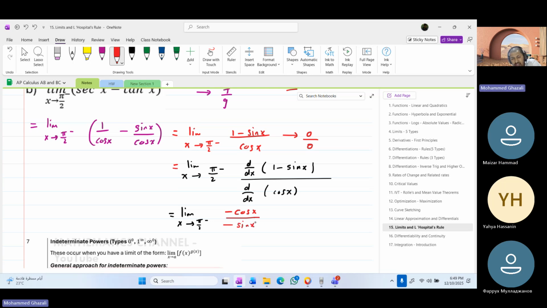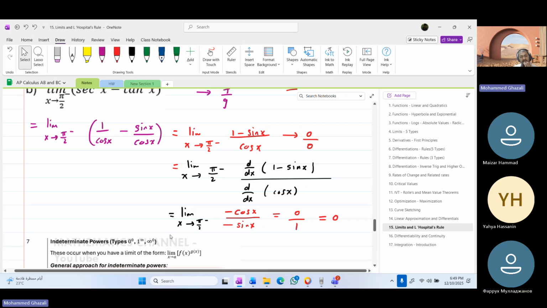Why don't we differentiate again? Let's check. Directly substitute. If you directly substitute pi by 2 here, the negatives cancel out. That's 0 on top, and sine of pi by 2 is 1, so the answer is just 0. No need to do L'Hopital's rule again. So this is defined.